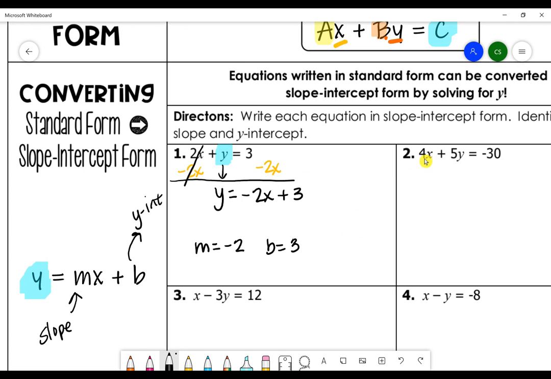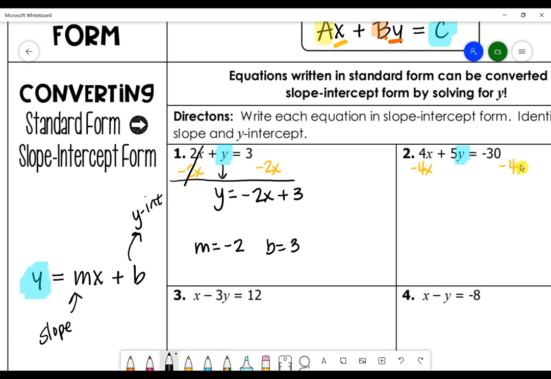All right, number 2. 4x plus 5y is equal to negative 30. And I want to isolate y because that's how I want to put it in slope-intercept form. That means, well, what's over here with it? 4x is being added to it and 5 is being multiplied to it. So I want to move this 4x to the other side. How do I do it? By inverse operation. The opposite of adding 4x is subtracting 4x. And if I subtract it from one side, I subtract it from the other side.